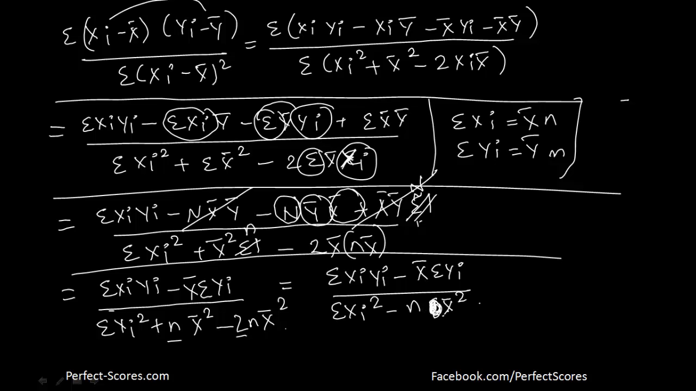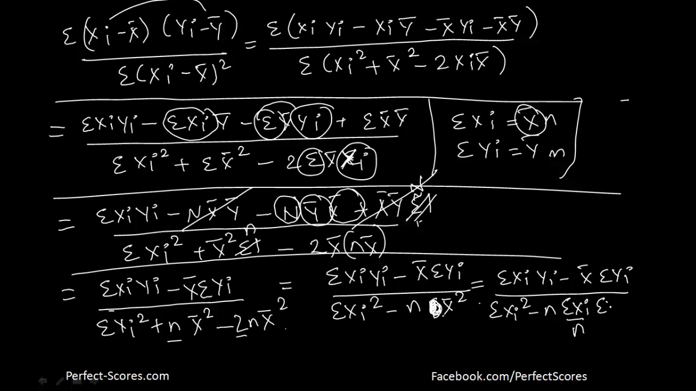Now what I've got to do is convert this n back into stuff. So I can write summation of xi yi minus x bar into summation of yi divided by summation of xi square minus n. So I can write x bar to be equal to summation of xi divided by n. So this x bar can be written as summation of xi divided by n, and summation of xi divided by n. Now this n and this n are going to cancel out each other, right?